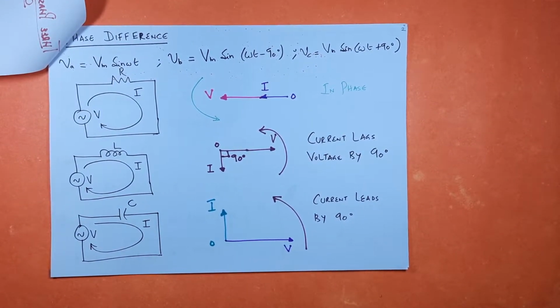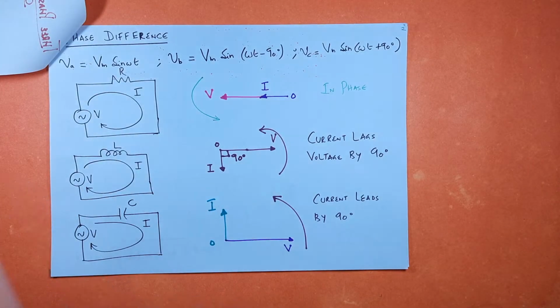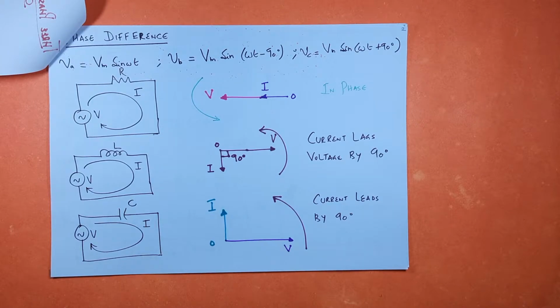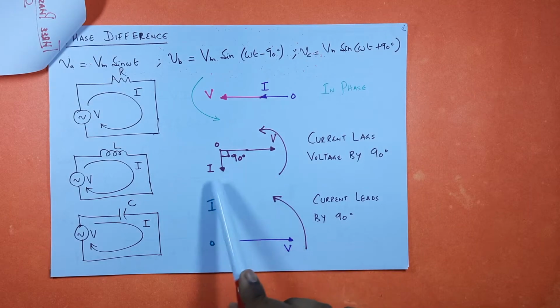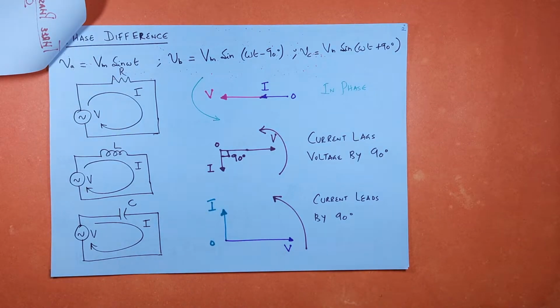So phase difference: Va equals Vm sin omega t, Vb equals Vm sin omega t minus 90 degrees, Vc equals Vm sin omega t plus 90 degrees. So this is a purely resistive circuit. Here the phase difference is 0. Voltage and current both are in phase. This is an inductor. With respect to an inductor, the current lags the voltage by 90 degrees.